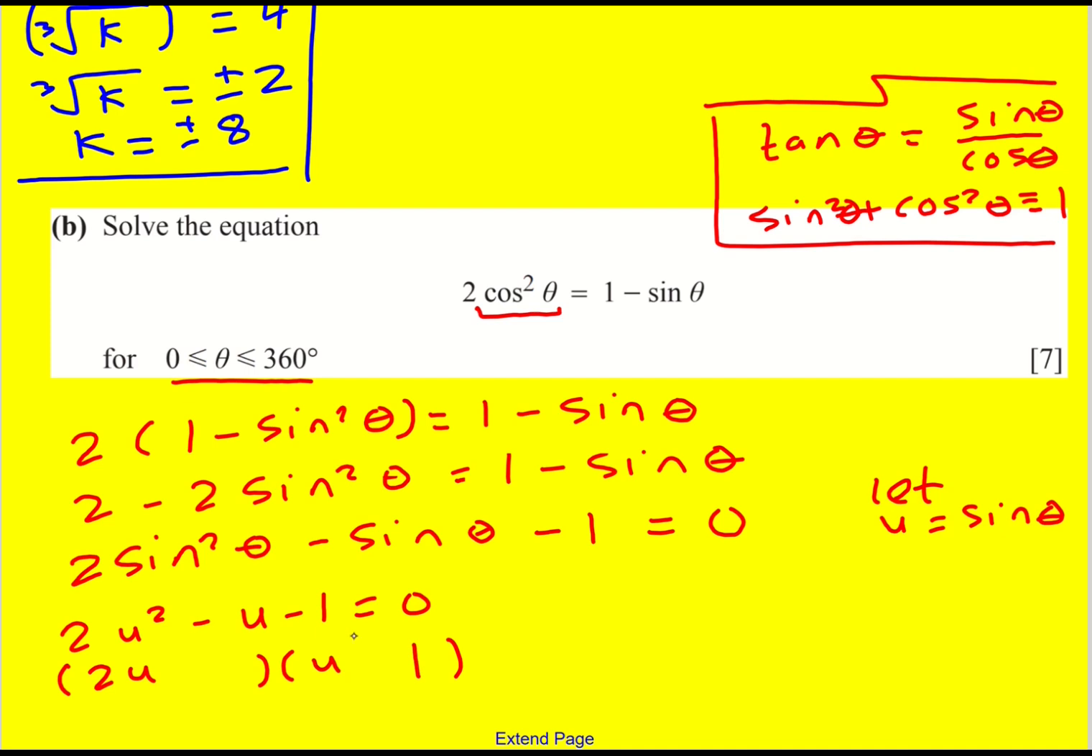So I'll have to put a 1 and a 1 in if it's going to work. I want a minus u, so I put a minus there and a +1 there. So all checks out. u is equal to -1/2 or 1.